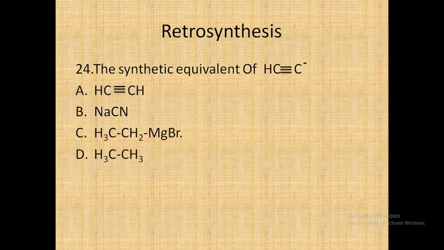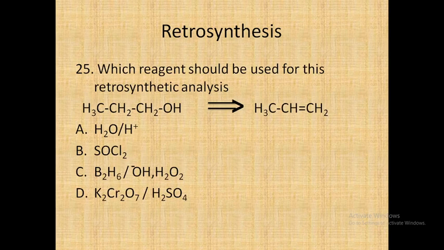The synthetic equivalent of acetylide ion. So acetylide ion can be obtained from which synthetic equivalent? Four options are given here: acetylene, NaCN, ethyl magnesium bromide, and ethane. This is one of the very obvious questions. So the correct option is acetylene. Then let's go for the next question.